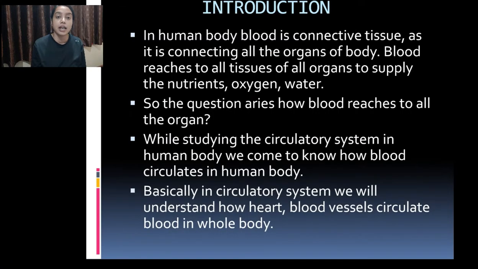Let's begin. In the human body, blood acts as a connective tissue as it reaches each and every organ of our body to supply nutrients, oxygen, water and many more things, so we can say that blood is a connective tissue. So the question arises: how does blood reach each and every part or organ of our body? While studying the circulatory system, we will get the answer to this question.